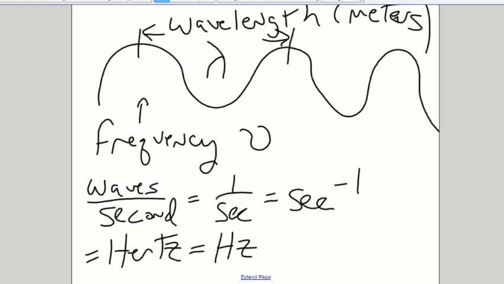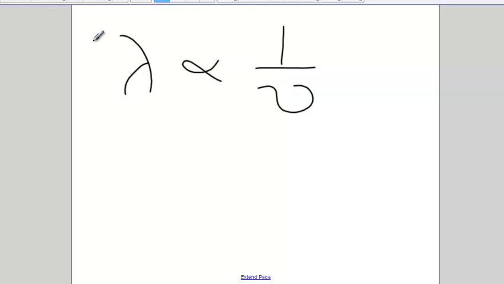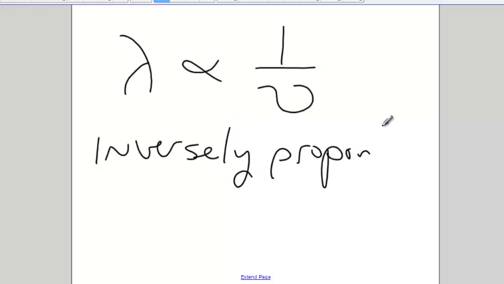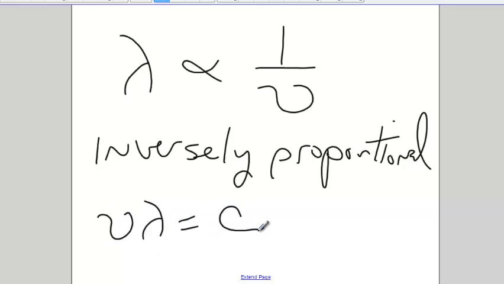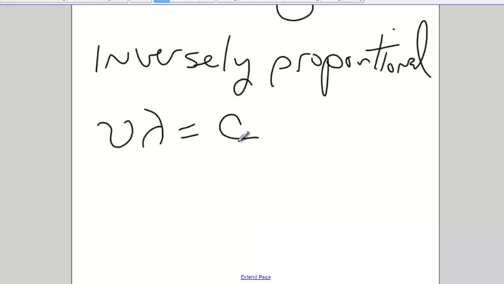Now, wavelength and frequency are inversely proportional to each other. The way we say that is wavelength is proportional to 1/frequency. That's how you would write that in math. They are inversely proportional. As one goes up, the other goes down. But if you multiply them together, lambda times nu, you always get a constant. And that constant, symbolized by c, is in fact the speed of light.